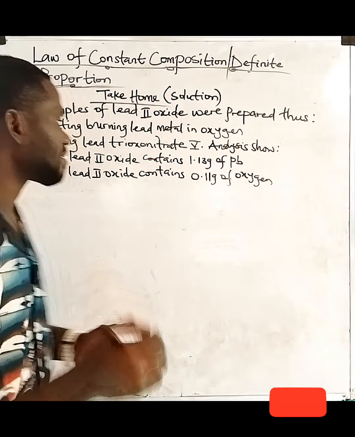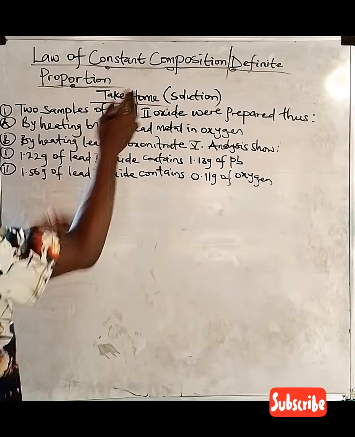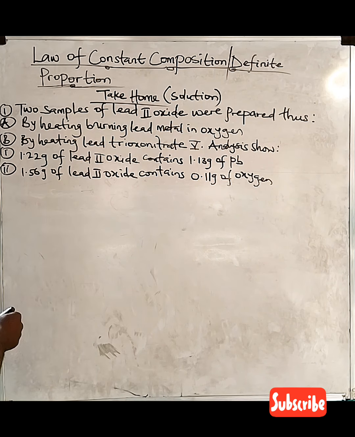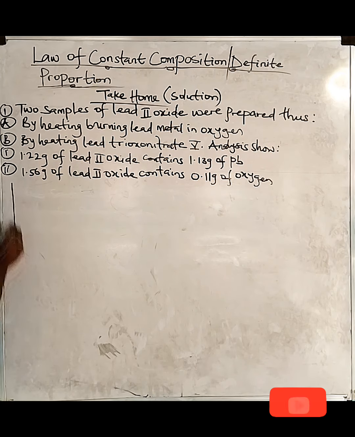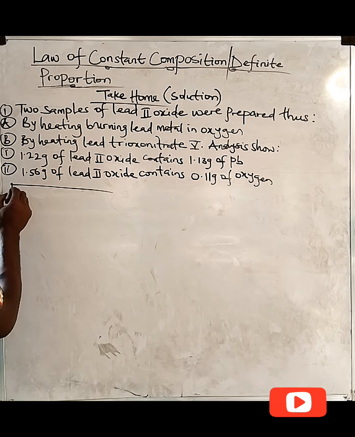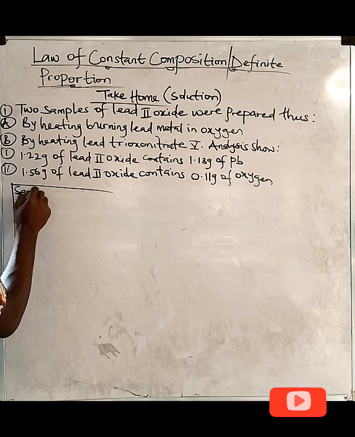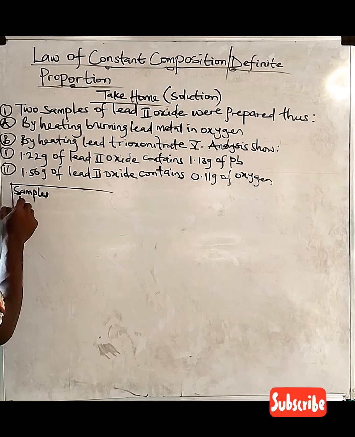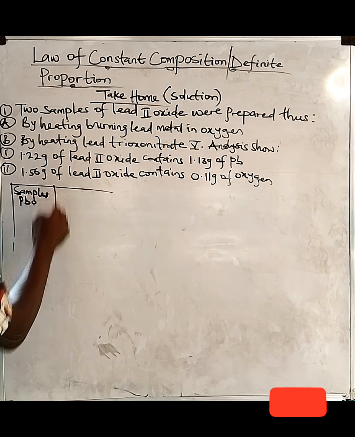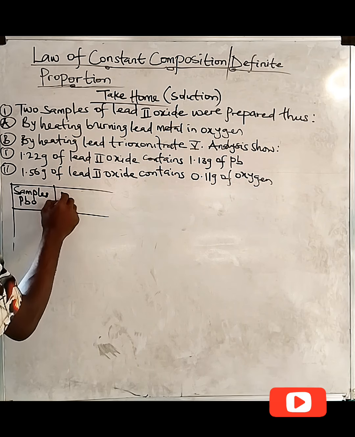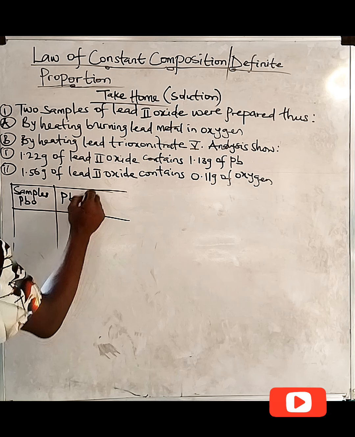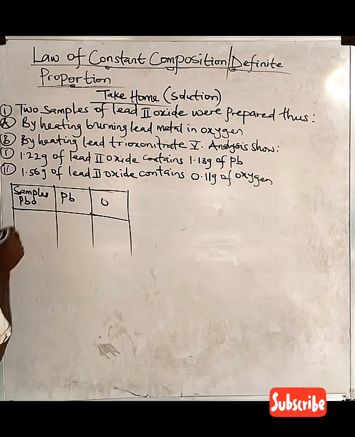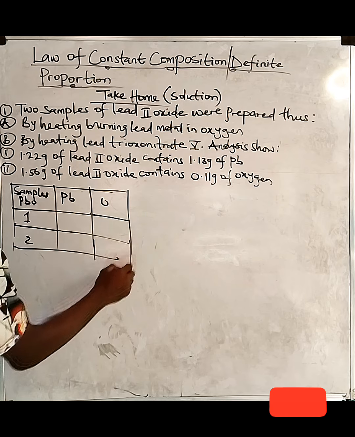Now, let's test if this very law has been obeyed. The first thing you're going to do is draw our table. We have our table here, with the samples of lead(II) oxide, PbO. First we have lead right here, and next we have oxygen, for the first sample and then the second sample.